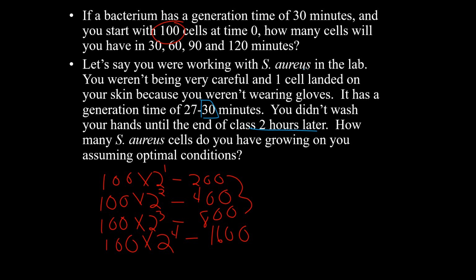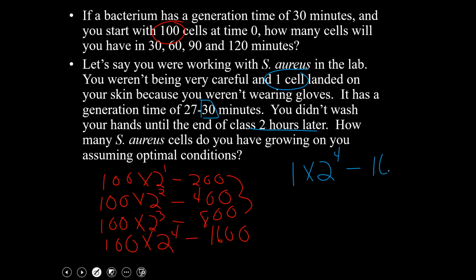Okay, so to set this up, here's our N sub 0. We had 1 cell that landed on us. Times 2, we need to figure out that exponent. So if it divides every 30 minutes and you didn't wash your hands for 2 hours, that's 4 divisions. So 2 to the 4th power is 16.